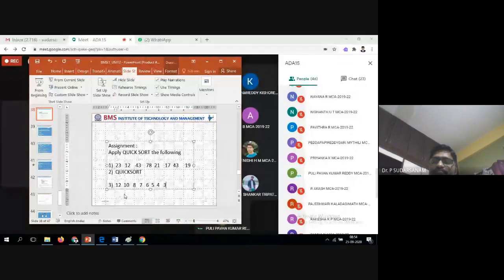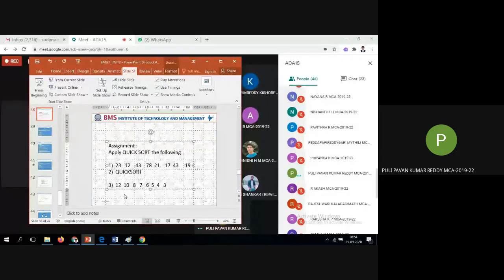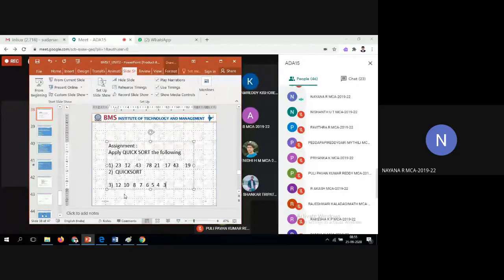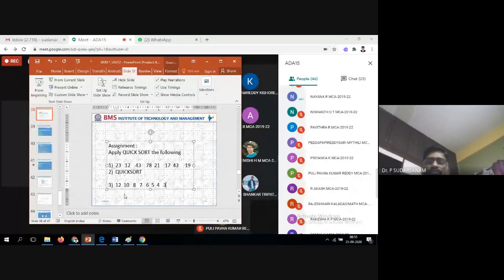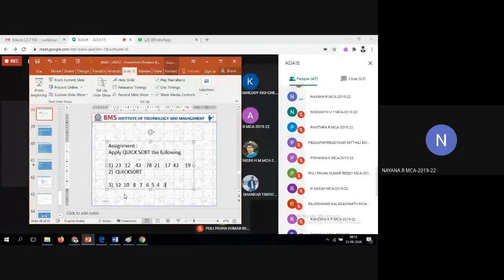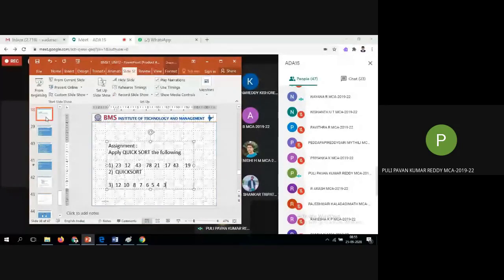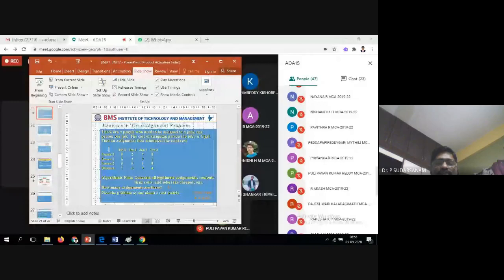So which sorting finds the maximum element and moves it to the last position? Selection, sir. Selection or bubble? Selection, sir. Bubble sort, sir. You have only two choices. You tell it, anyone. That's it.